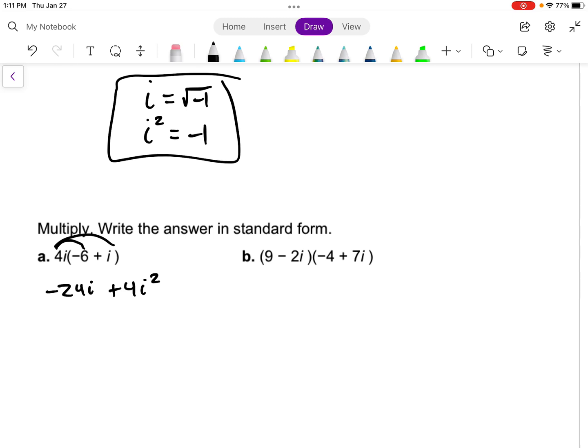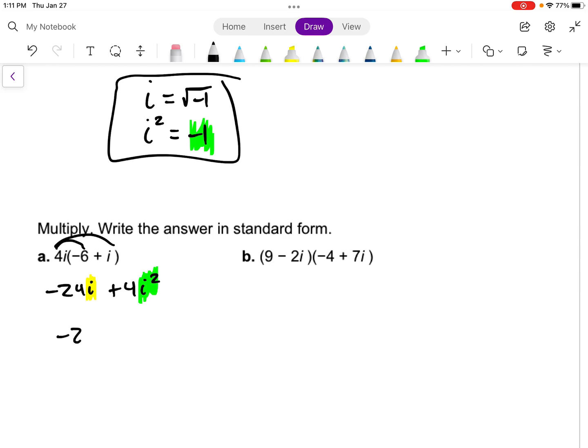So now, if these were x's, we'd be done, right? They're not like terms. I can't add them together. But here's the thing. The i I can't simplify, because i is the square root of negative 1, and we can't simplify the square root of negative 1. But the i squared I can simplify, because i squared is negative 1. So I can do something with that.